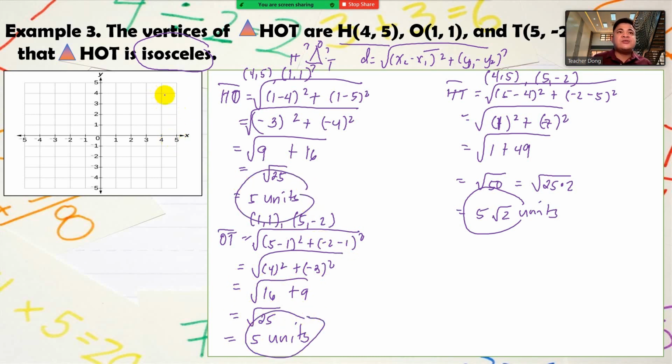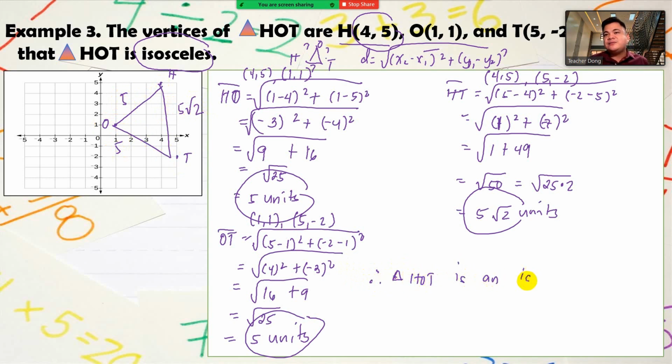Then, let's also graph it. For point H, we have 4 and 5, so 4 and then going up 5. This is H. And then we have 1, 1 for O. That's how you actually interpret it. And then we have 5, negative 2: 5, going down negative 2. This is T. Then draw the triangle. This side is 5, and this is 5 square root of 2. So therefore, we can say that triangle HOT is an isosceles triangle.